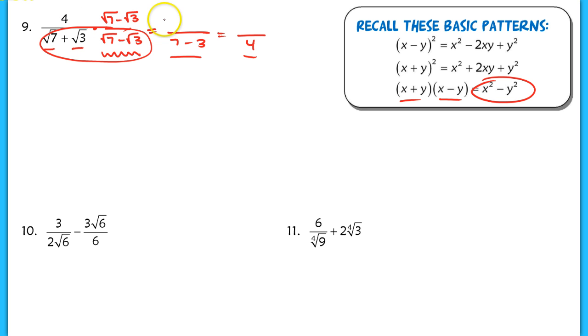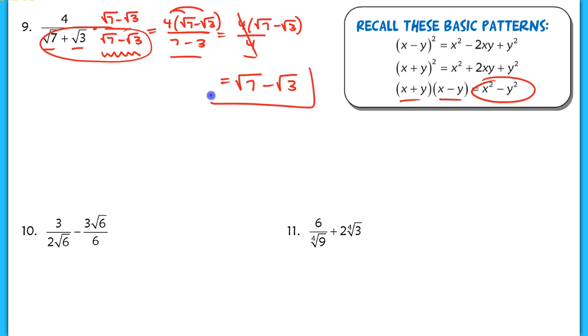And in the numerator I have 4 times root 7 minus root 3. Now in this case I'm not distributing this. You probably should in most cases, but here, because I have that 4 in the denominator, it's easier to cancel the factors. These are like factors, which will leave me with just root 7 minus root 3. Okay, so this is that expression when we rationalize it. It's just root 7 minus root 3.